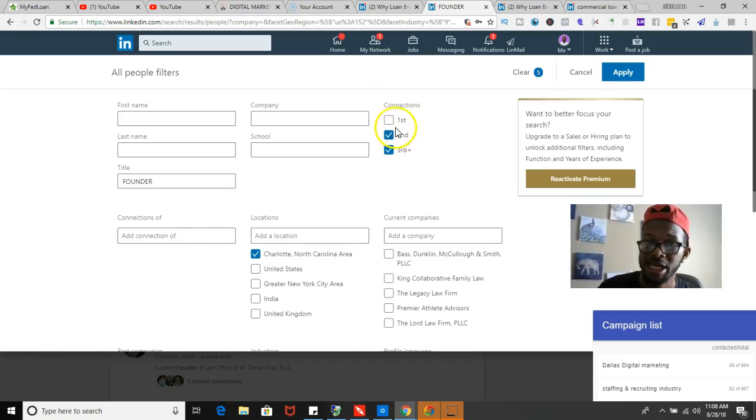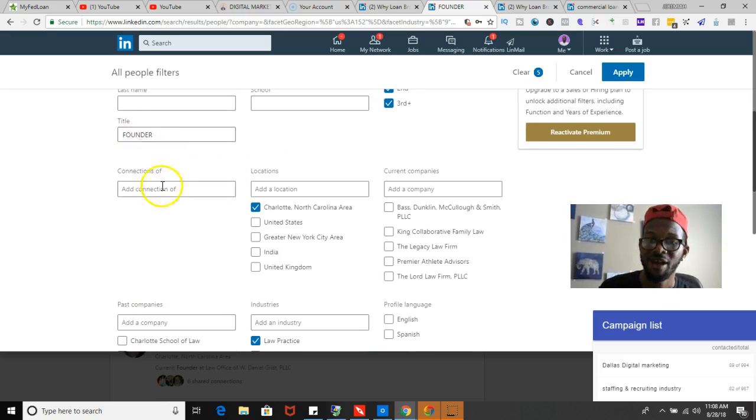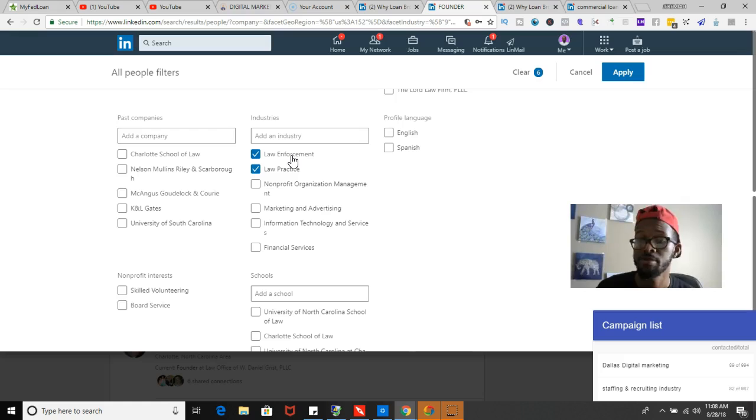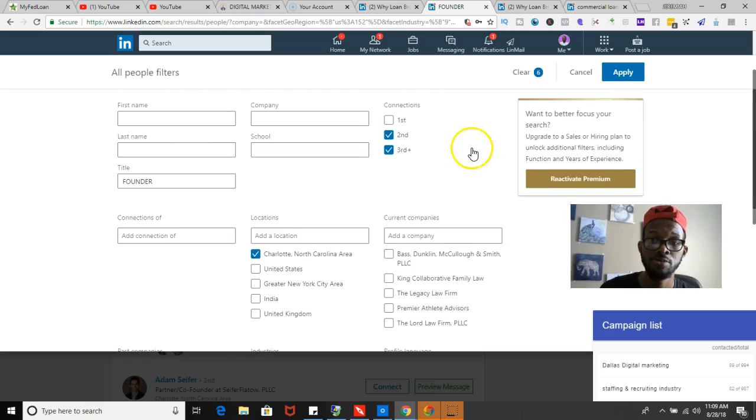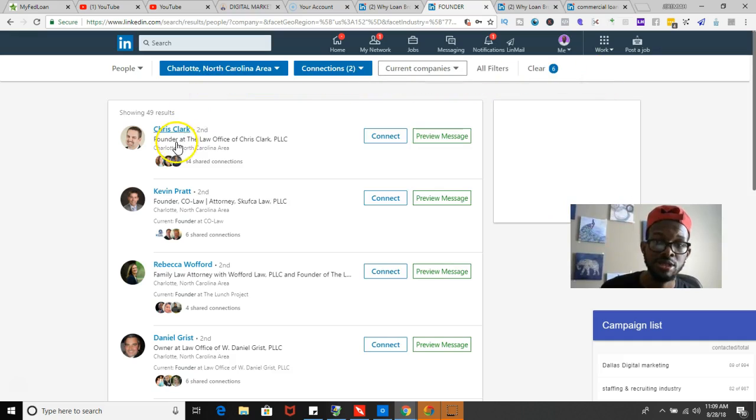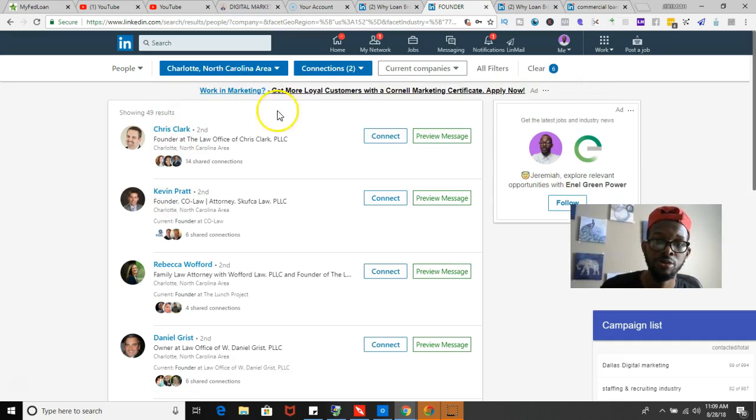Okay, so what I did was I hit connections, second, third connections. Second and third just means people that are not in your network already, essentially. And then I typed in founder, I put in location being Charlotte, and in the industries I put law practice, and I can also put in law enforcement just to see who comes up if I want to target people in that area as far as digital marketing is concerned. Then I would just search apply, and as you can see, people came up. These are the results based on what I put into that profile filter.